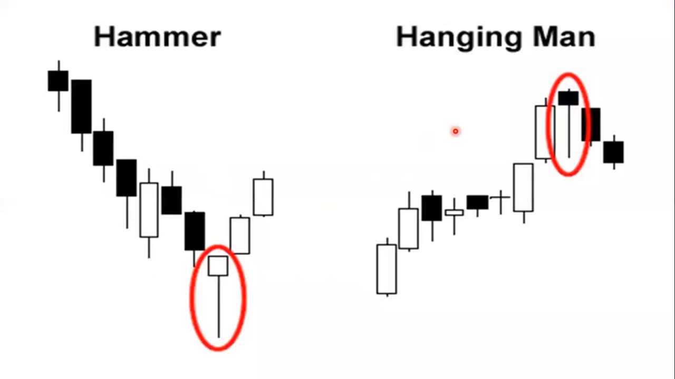And here, as you see, this is the hammer, this is the hanging man. The hammer changes the market from down to up, it comes on the bottom. And the hanging man changes the price from up to down, it comes on the top.